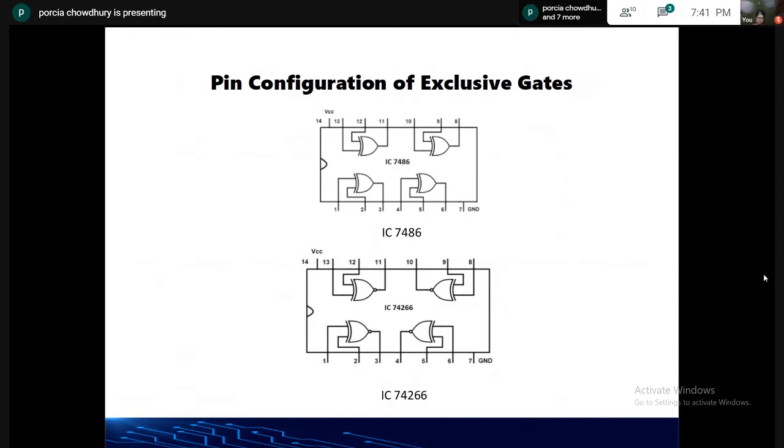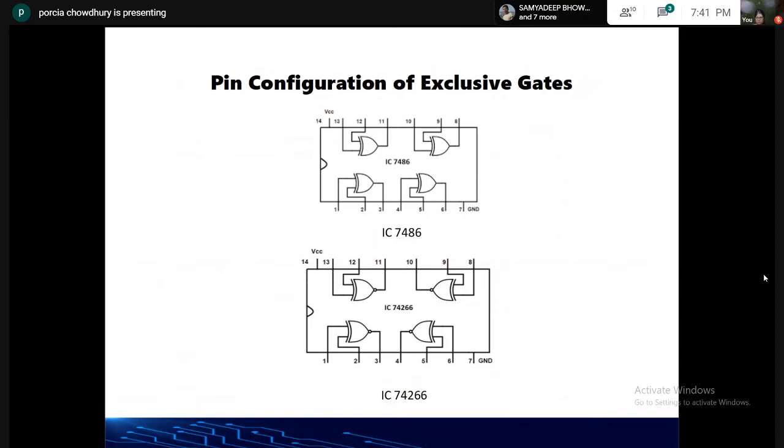So for this one, 266, first 1, 2 as input, 3 as output, but we have a face off, 4 as output and 5, 6 as input. On the other side, we have 8, 9 as input and 10 as output, and again one face off, 11 as output and 12, 13 as input.